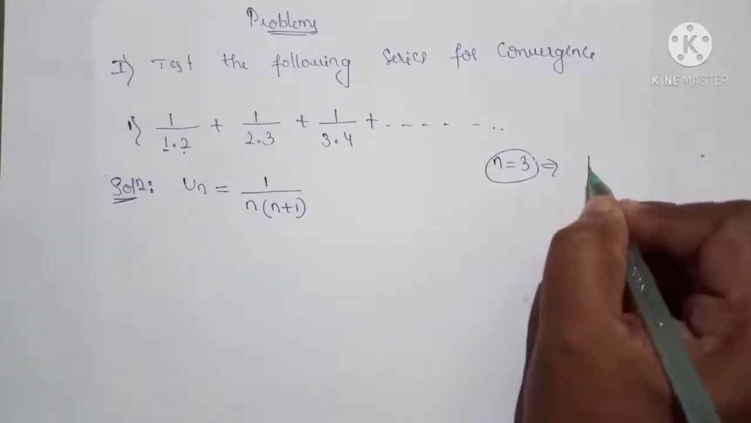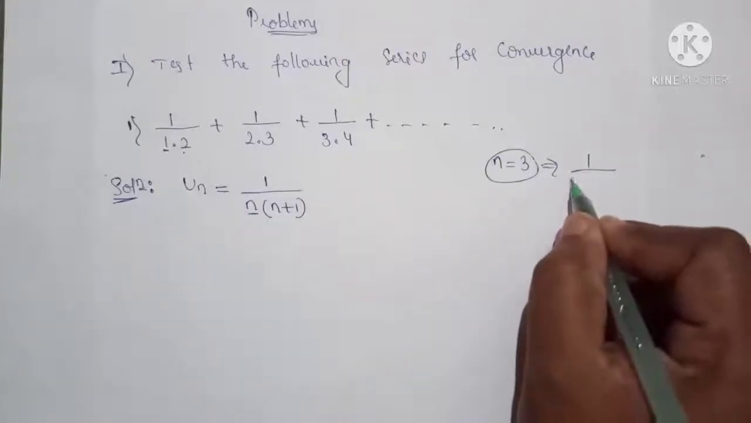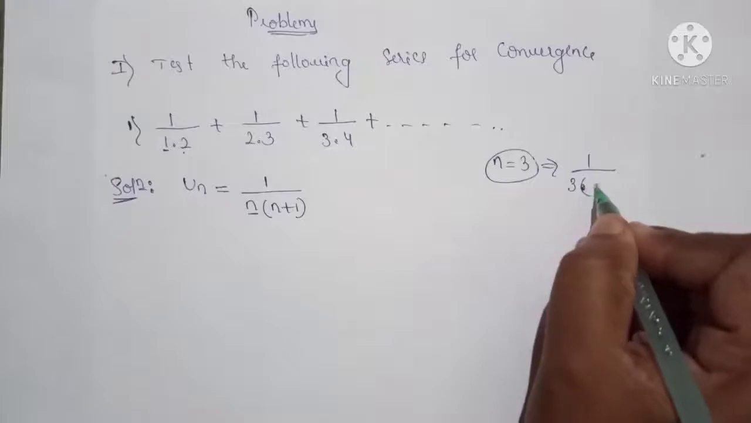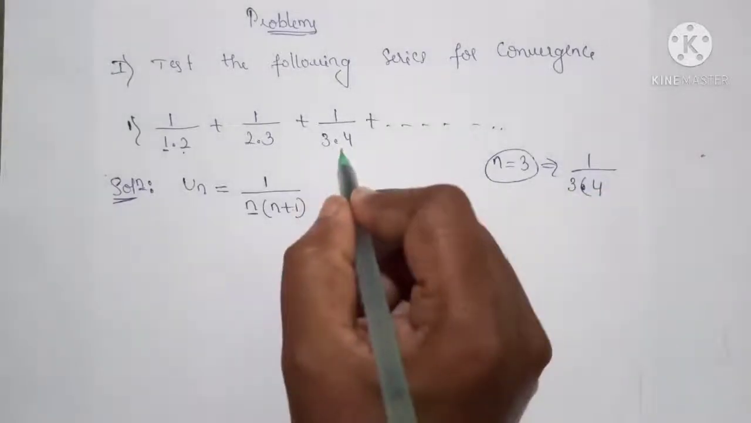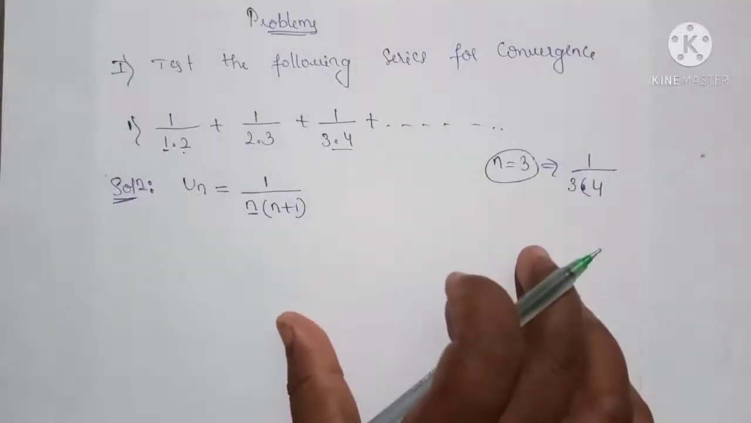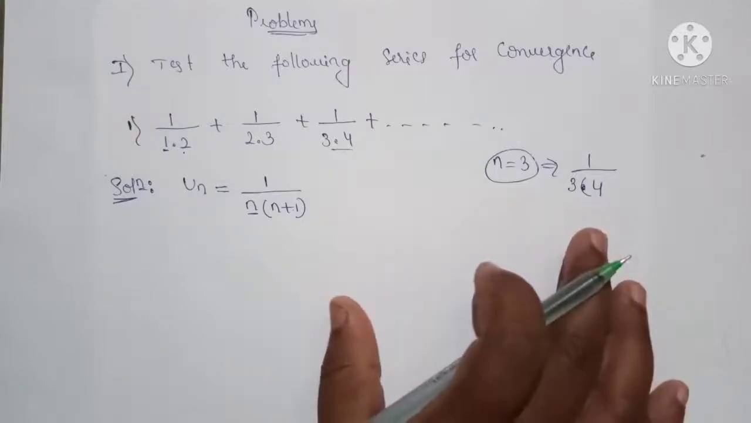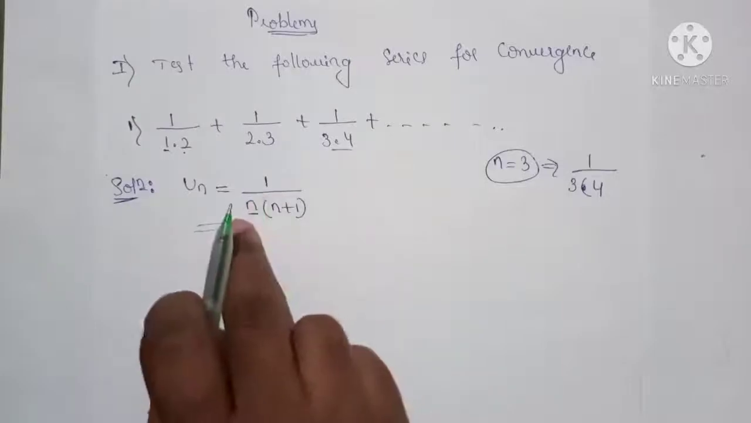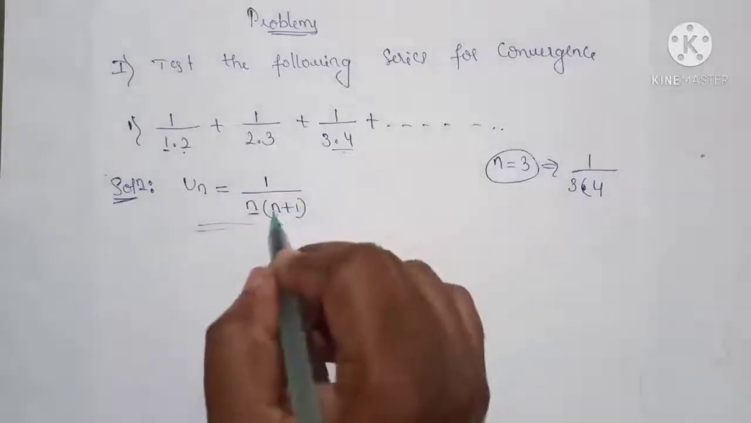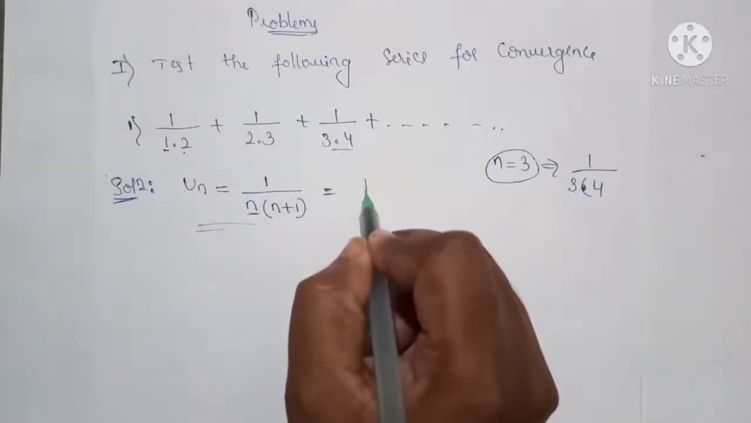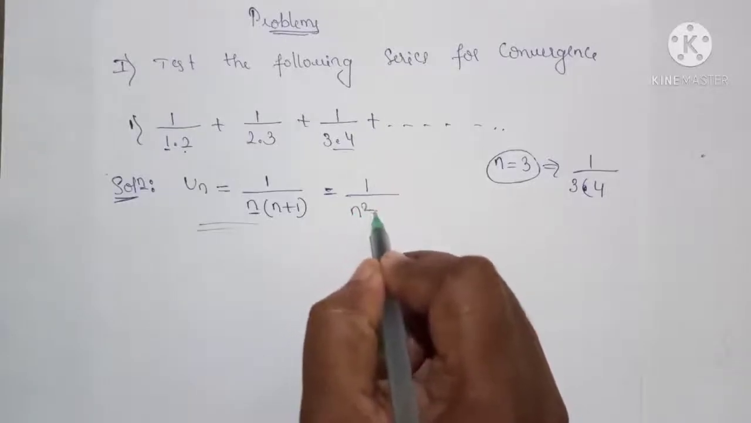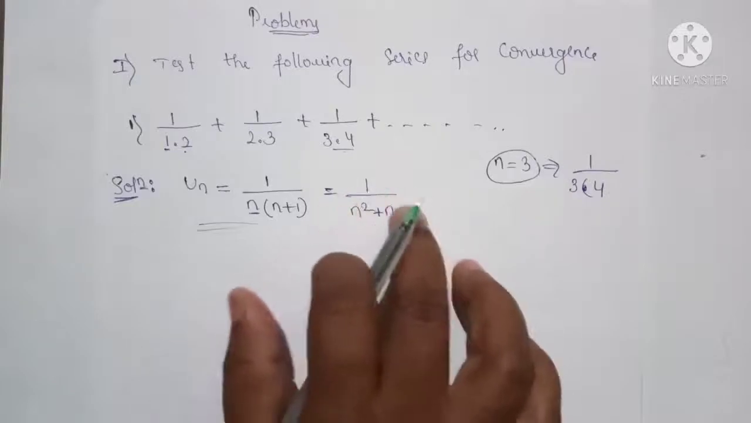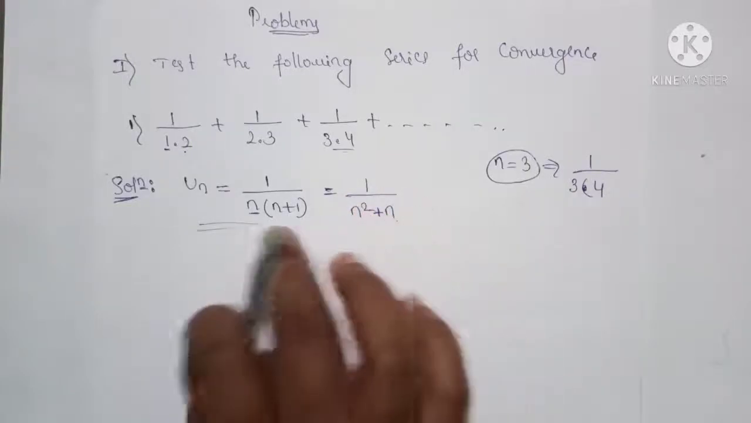So see here, 1 divided by n is equal to 3, and n plus 1 means 3 into 3 plus 1 is equal to 4. So you will get the third term. Like this, you have to write the nth term. So now we have un. You can observe that here un is equal to 1 divided by n into n plus 1, or you can also write it as n square plus n. So here un involves the terms n square plus n or n into n plus 1.